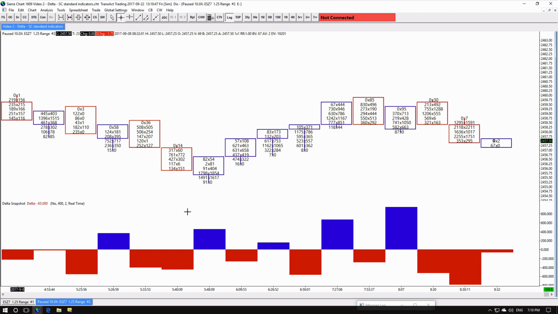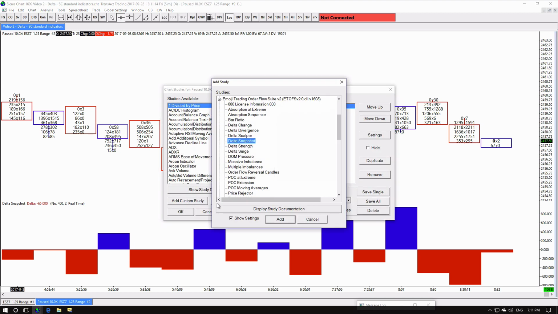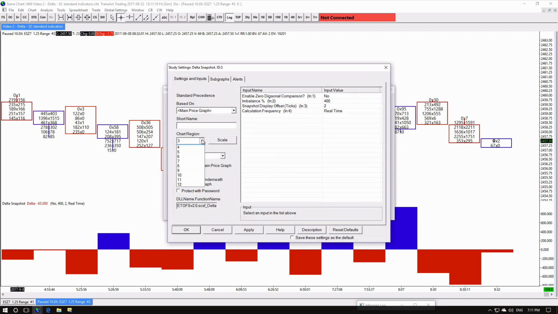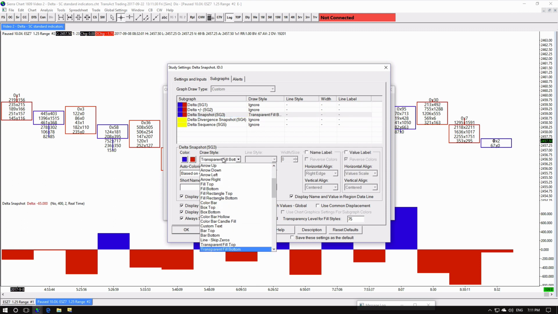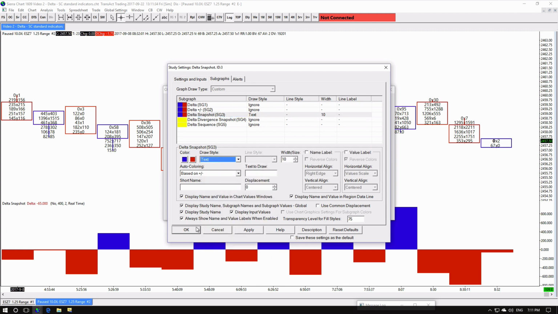You can achieve something similar with Sierra Chart's ask, bid, volume difference bars by changing the graph draw style to candlestick body only, but Delta Snapshot has a few other things to offer. We can also present delta directly on the main price chart. If I select text as the draw style for the delta subgraph, and I set the chart region to 1 for the indicator, now we see a coloured box drawn against each price bar.